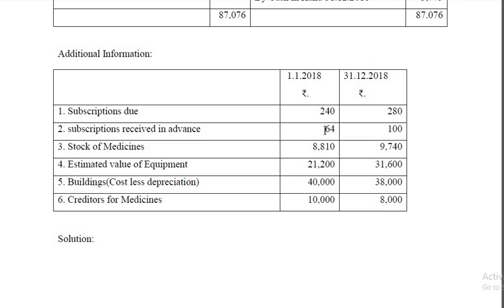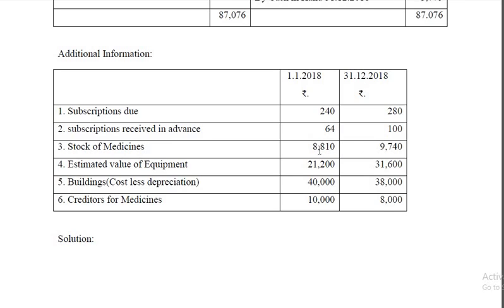Subscription received in advance, this will come to the opening balance sheet liability side. The 100 rupees will come to the closing balance sheet liability side. The 64 rupees received last year relating to the current year should be added to subscriptions during the current year. And then the 100 rupees relating to next year, you received this year, that is not the income of the current year, therefore that should be deducted.